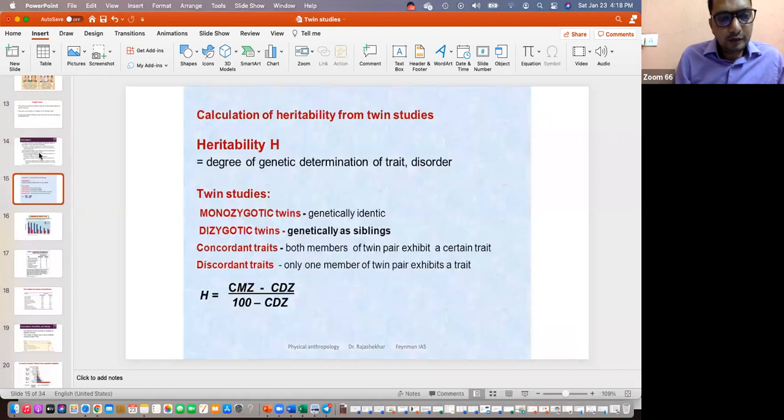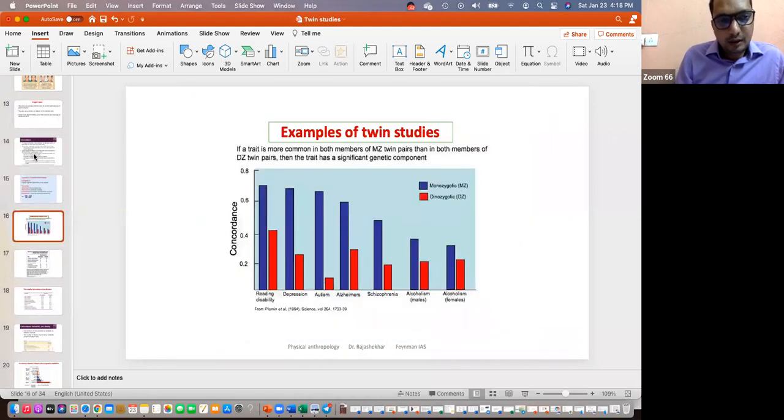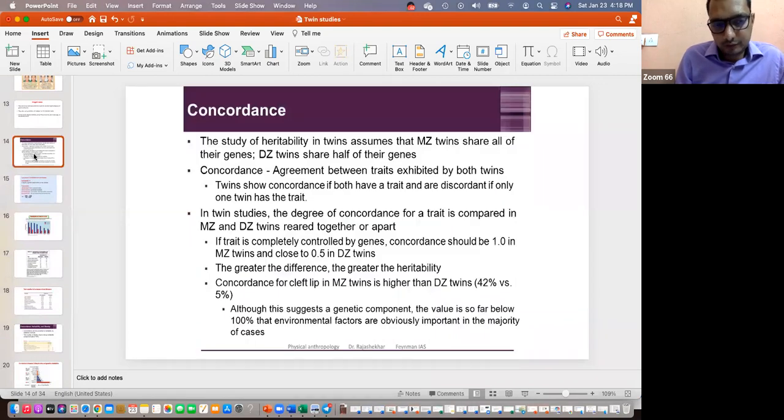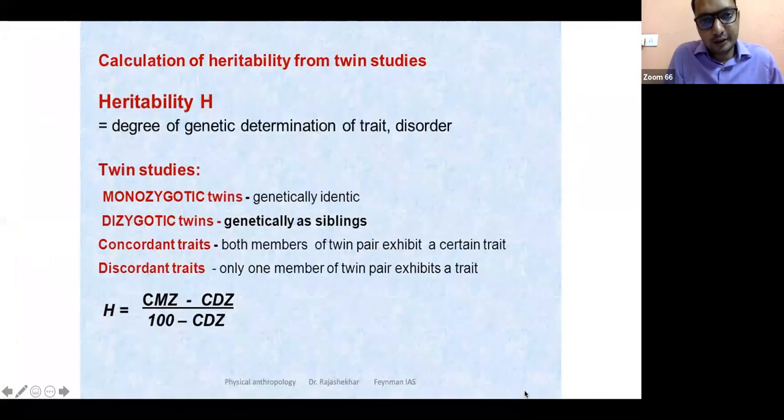So this is one way of calculating that. In some studies, as in the examples you may have seen in the PDF that I shared with you, either you can go with concordance values for monozygotic and dizygotic twins, or sometimes they calculate what is called heritability. Another value for correlation they calculate is heritability. So concordance rate can be converted into heritability with a few calculations, with a formula.